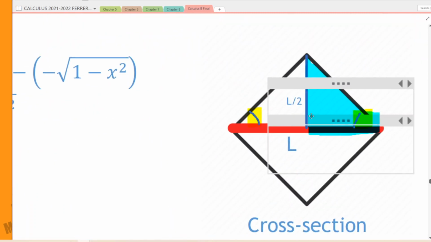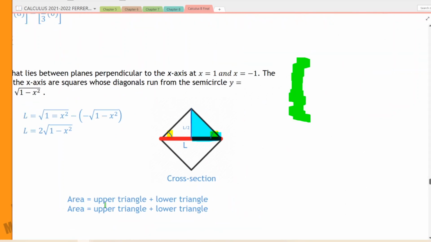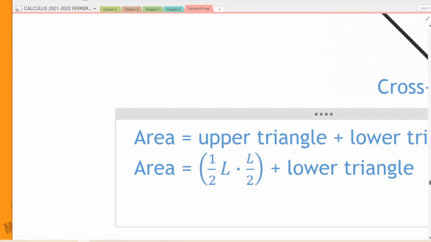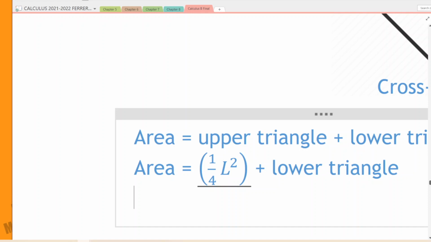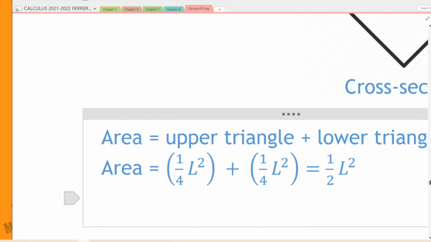Zooming into that upper triangle, we can see that the base of the upper triangle is going to be L. This diagonal was L, pretty much by definition. And then the height of this upper triangle is going to be L over 2. So the area of the upper triangle is going to be 1/2 of L multiplied by L over 2, and that simplifies into 1/4 L squared. The lower triangle has the exact same area, so its area is also 1/4 L squared. When we add that together, we get that the area of the cross-section is 1/2 L squared.